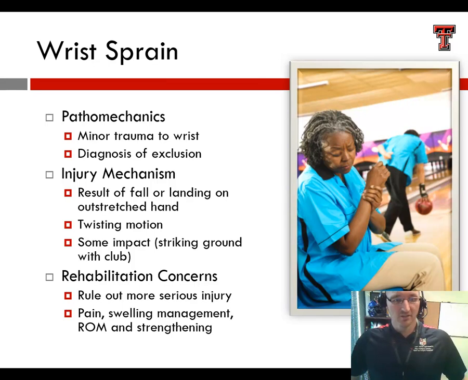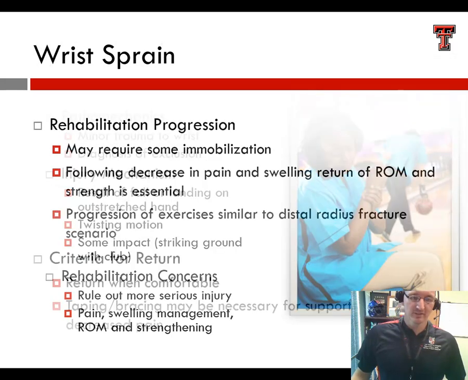Typically the mechanisms are going to be the same, so that's really of no help clinically in diagnosing that. It may occur with a fall on an outstretched hand, or engaged with an opponent, or in play with some sort of twisting or torque involved. Some also involve impact, striking a golf ball fat, striking the ground with the club, or direct impact with an opponent. Okay, so our rehab concerns here are to rule out a more serious injury, monitor their pain, their swelling, their range, and their strength as we go.